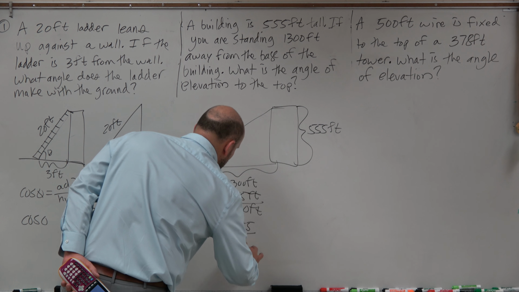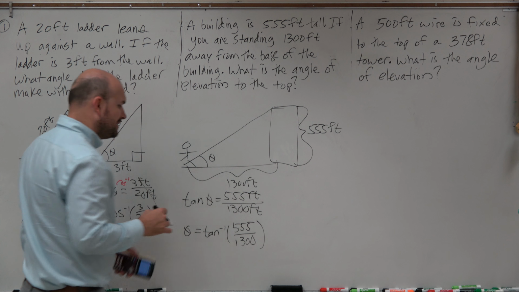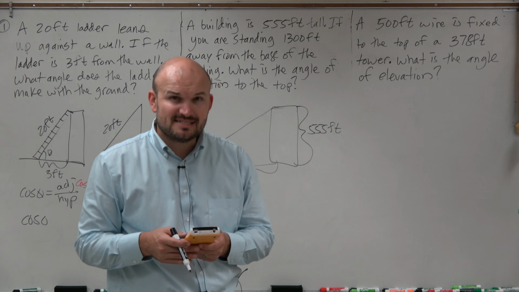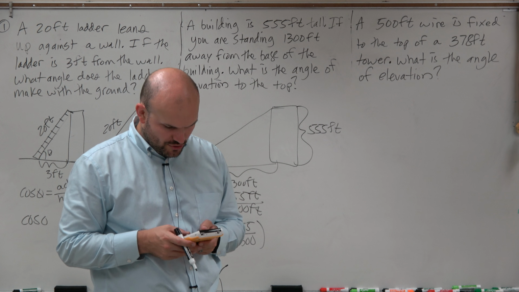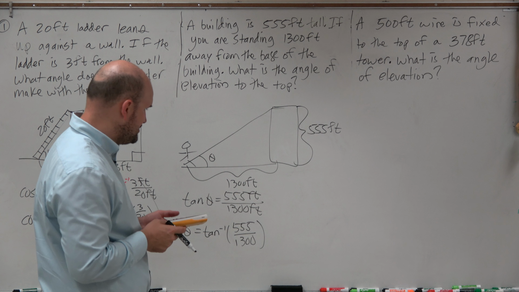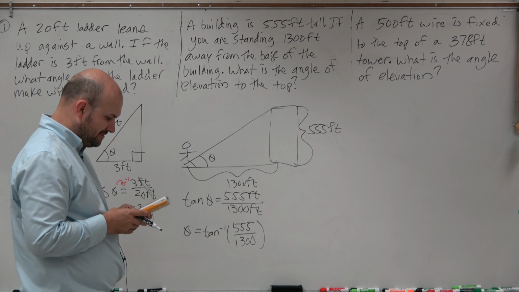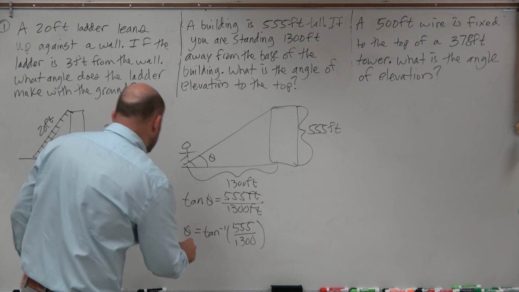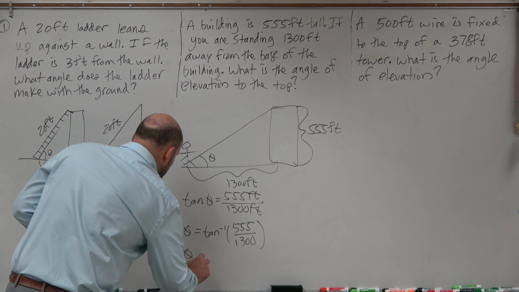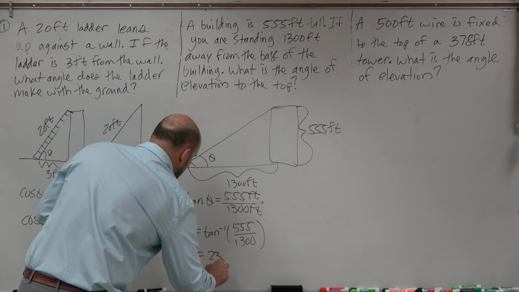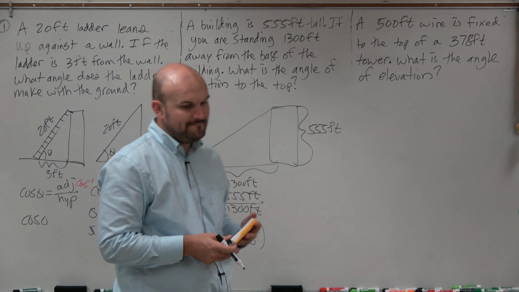You could reduce this, or you could just type it all into your calculator, which I think is probably going to be the easiest. So we will do second, inverse tangent of 555 divided by 1,300. And I get 23 rounded to the nearest whole. I get theta equals 23 degrees. Okay.